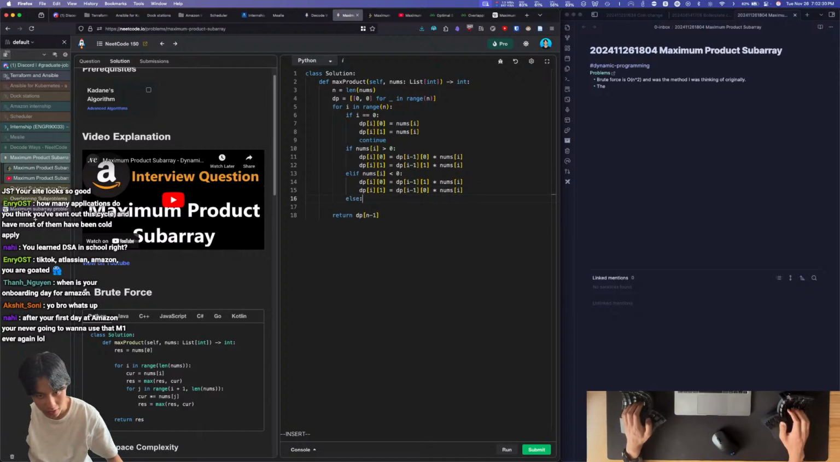Else. Alright, this is the else case now where nums i is equal to 0. You're saying, by Leetcode's remark, that dp i 0 is going to equal to 1, and dp i 1 is going to equal to 1 as well. Then you're telling me to return dp of n minus 1.